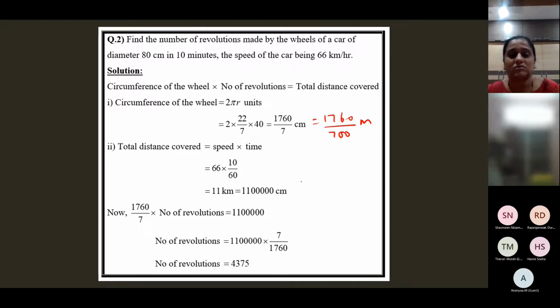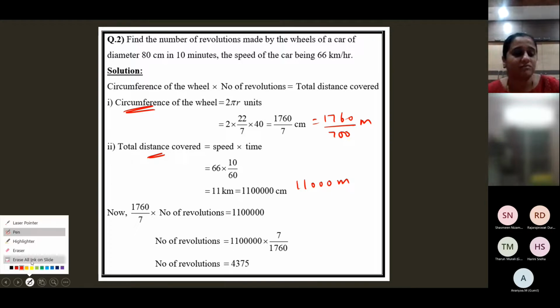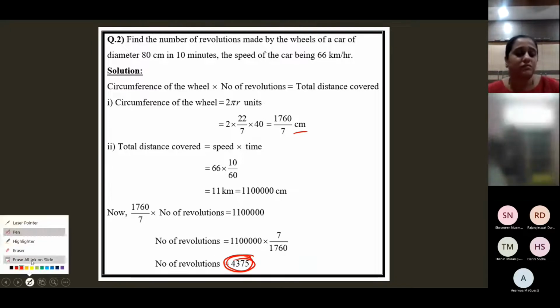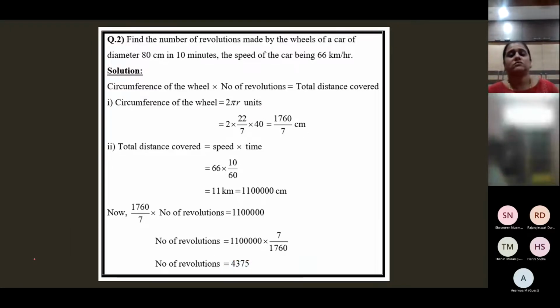So, 11,000 meters. All right, that's fine. Any unit. Okay, so let me put it like this. Any unit. So circumference, basically this one and this one should be in the same unit. They can be both in kilometers, both in meters, both in centimeters, any unit, but it should be the same unit. Whatever common unit you take, the answer will be the same for all, 4375. Those who wanted, take a picture.